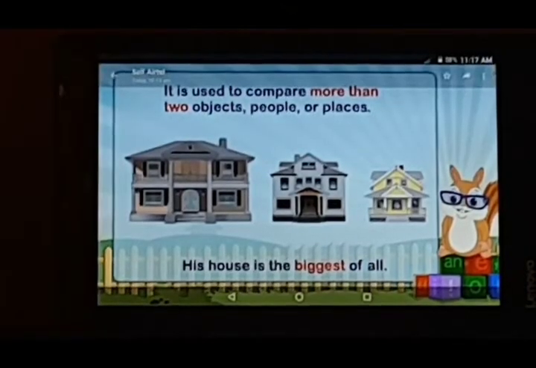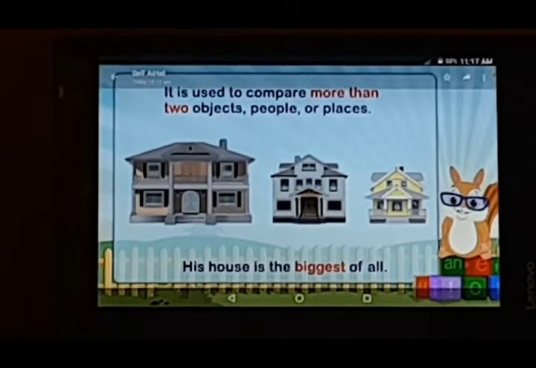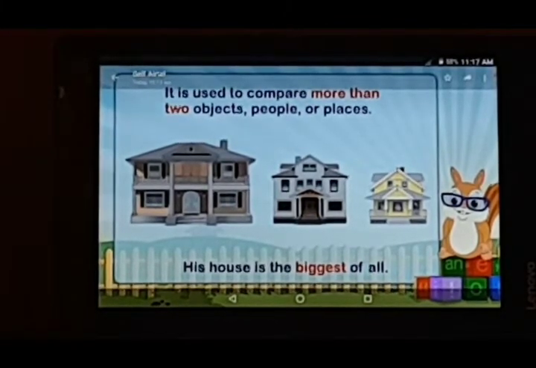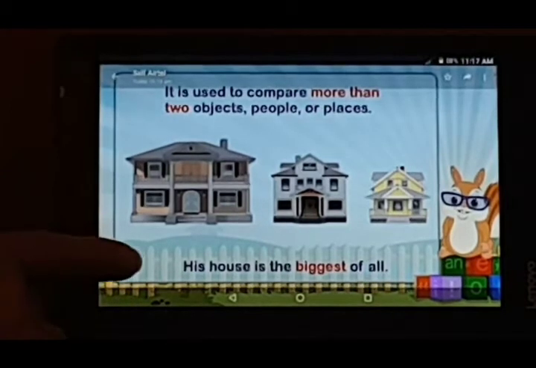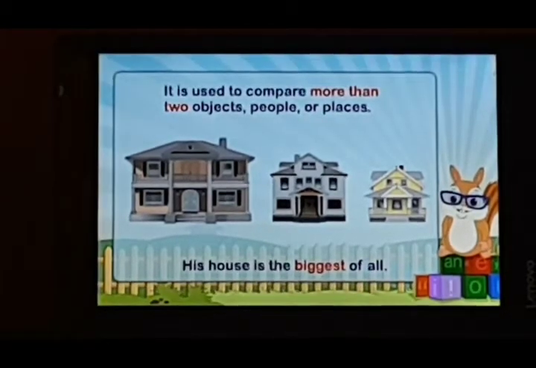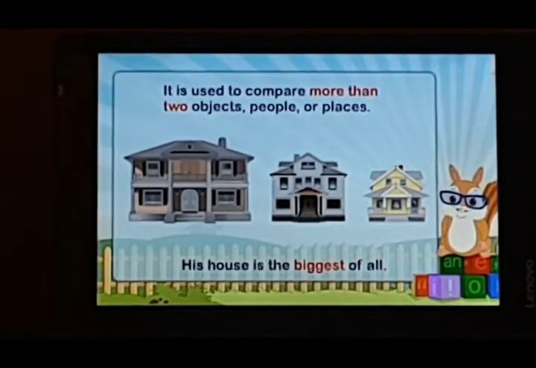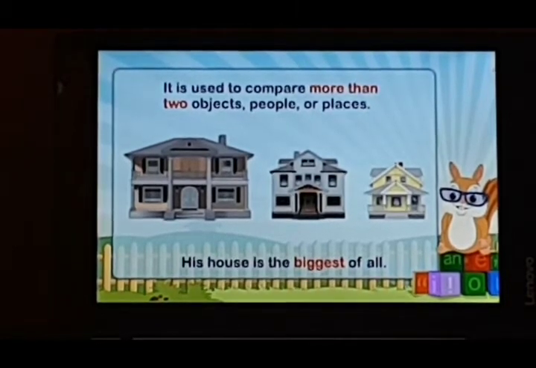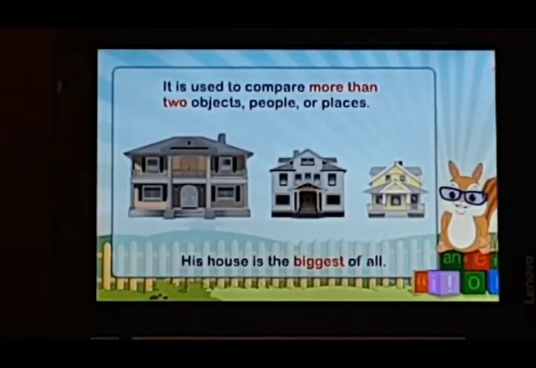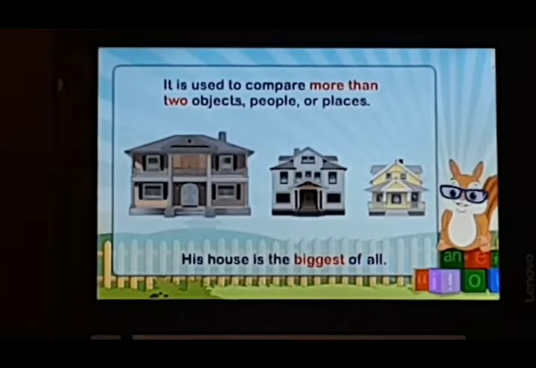Now we have the houses again. In the first picture we had one house, in the second picture we had two houses, and now here we have three houses. And what are we doing? We are comparing the sizes of these three houses. So the one which is the biggest of all, we can call the biggest.